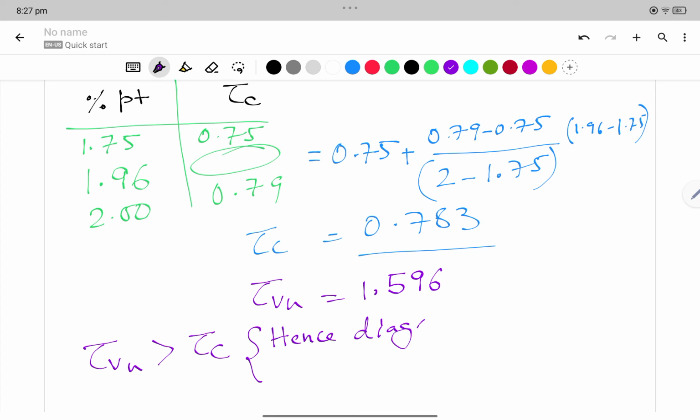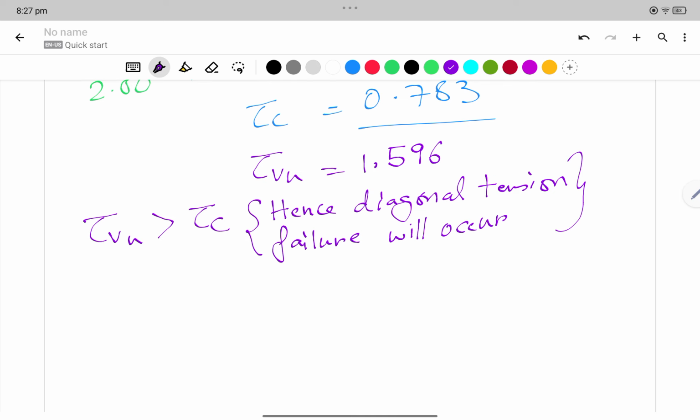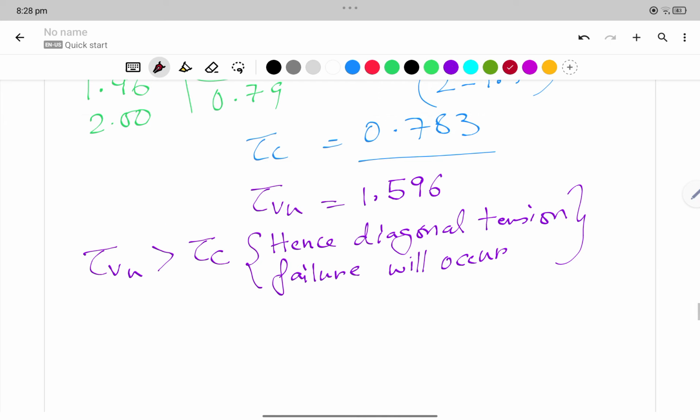diagonal tension failure is occurring. Tension failure will occur. Okay, so now we have to design for the shear reinforcement. You can write it here also like this.